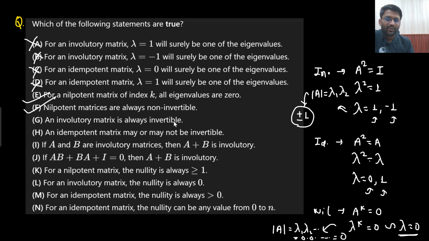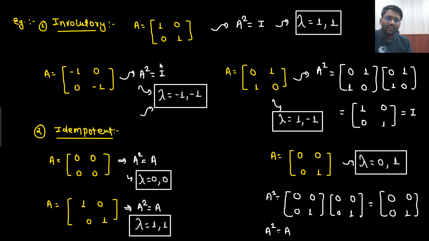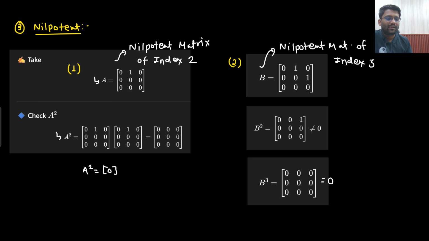So it will be surely invertible. Involutory matrix is surely invertible. Here you see the example. What is the determinant here? So determinant is 1 here. What is the determinant here? Here also determinant is 1. And what is the determinant here? Sir, here the determinant is minus 1. So 1 or minus 1, only two are possible.